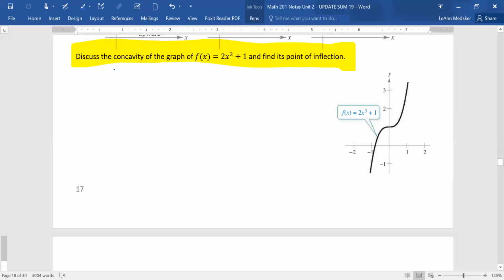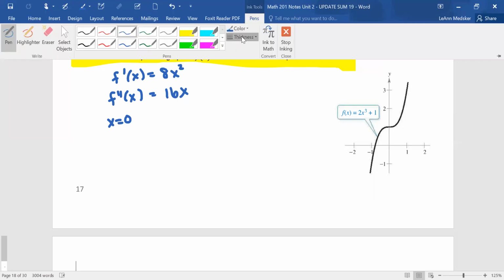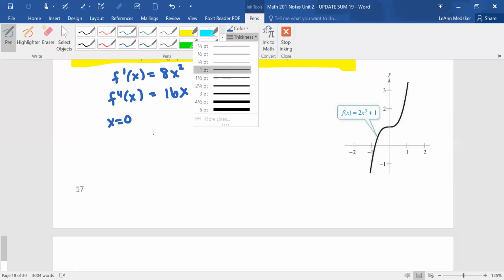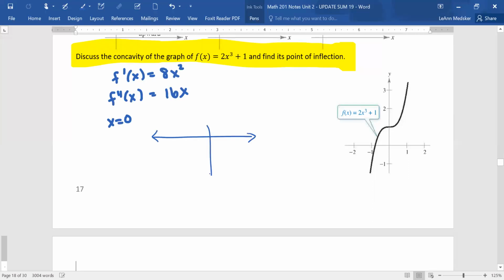So the first thing is, if you're doing concavity and points of inflection, you want to get to the second derivative. So f prime of x here would be 8x squared. f double prime of x would be 16x. So there's no denominator involved. The only place that you could possibly have a change of your concavity is at 0. So we make a chart, put our 0 in the middle. This is negative infinity to 0 and 0 to infinity, because we do want to discuss the concavity.